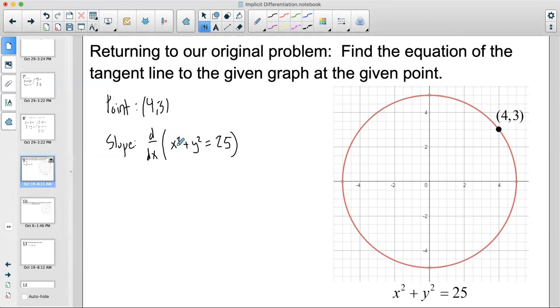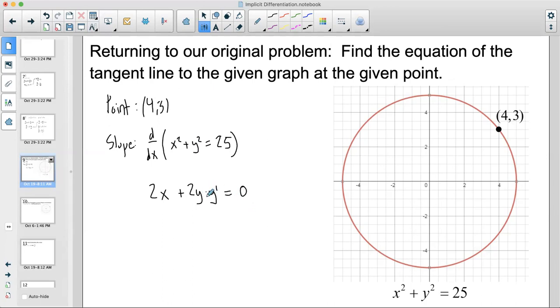So my first term is x squared. Its derivative with respect to x is 2x. My second term is y squared. Its derivative with respect to x is 2y times y prime. You use the same rule as I did here, 2 times the thing to the first, times the derivative of the thing on the inside. Then the derivative with respect to x of 25 is 0.